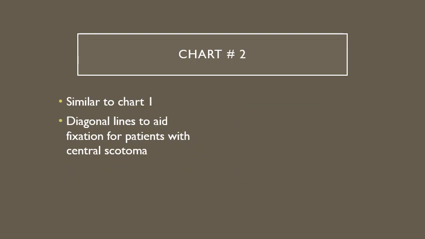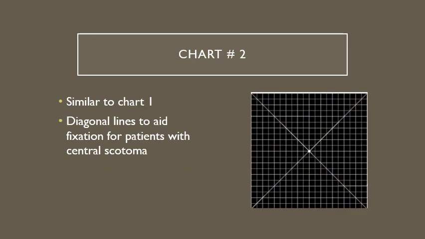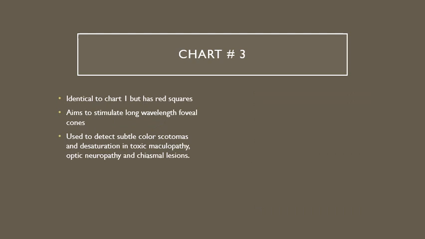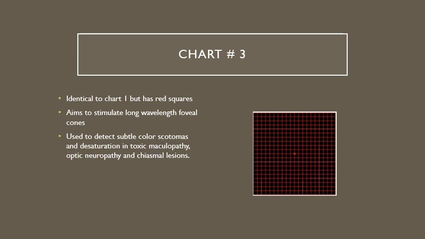The second chart is similar to chart 1, but it has two diagonal lines, and if the patient is having central scotomas, these diagonal lines help the patient to fixate on the chart. The third chart is also identical to chart 1, but it has red squares, and this red color is particularly aimed to stimulate the long wavelength foveal cones, and these are used to detect color scotomas and desaturation, particularly in toxic maculopathies, optic neuropathy, and chiasmal lesions.